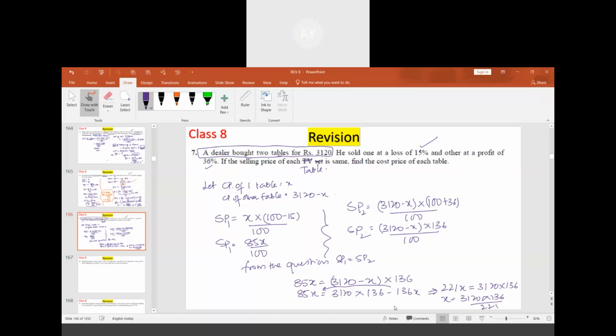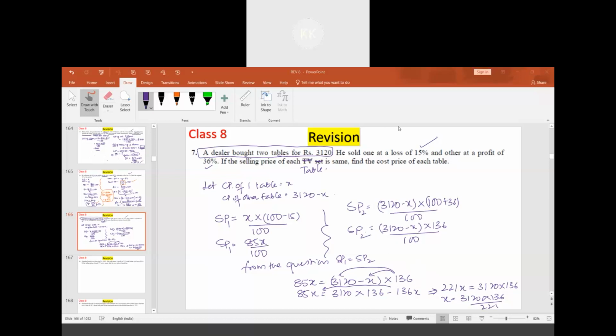Why didn't you multiply 136 with 3120 and minus X? Distributive property, I have to multiply these two. Correct? Yes, sir. So how much will be that? 3120 into 136 divided by 221. How much will be that?